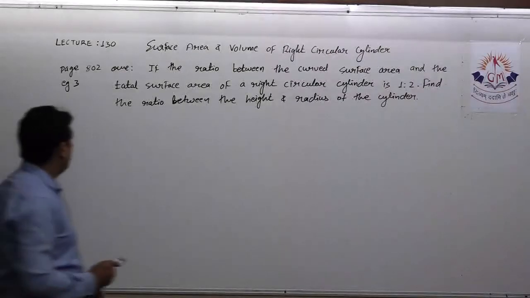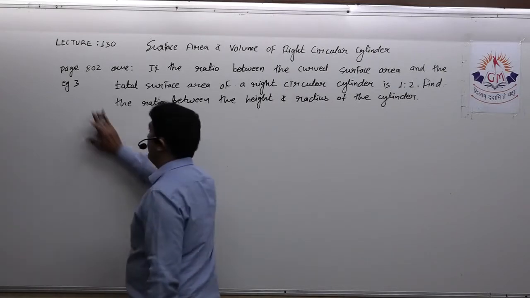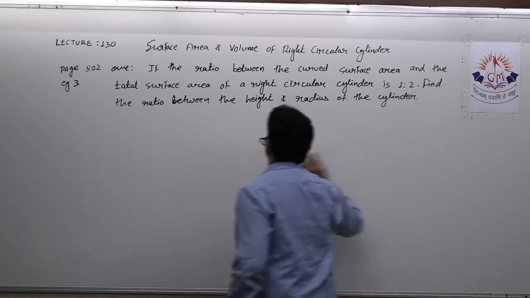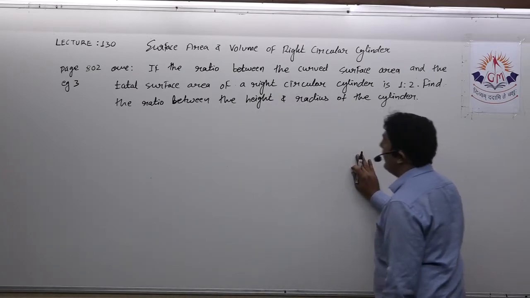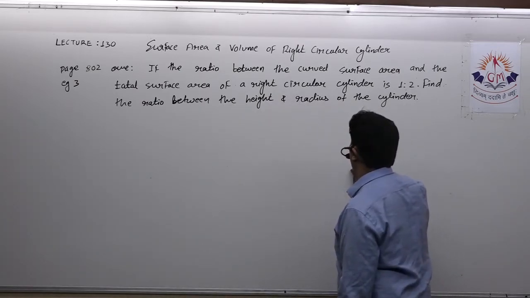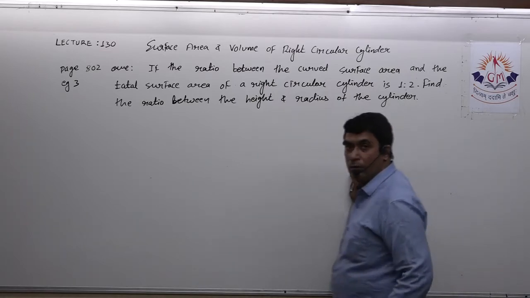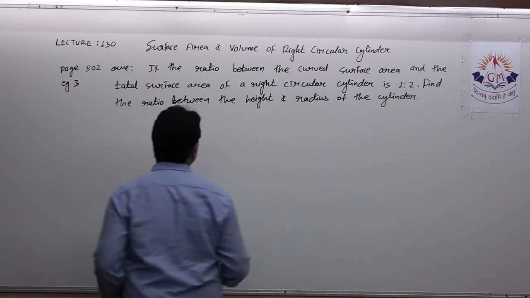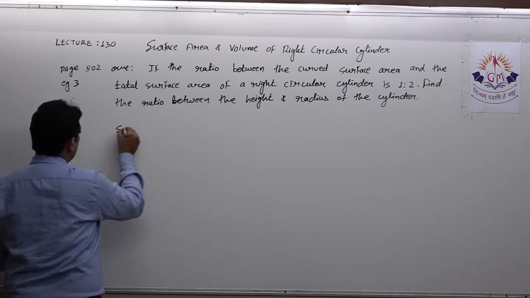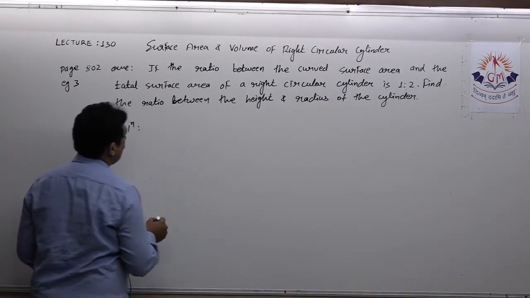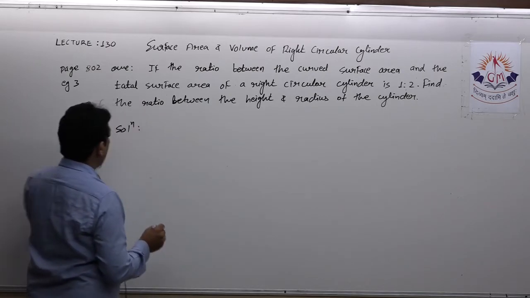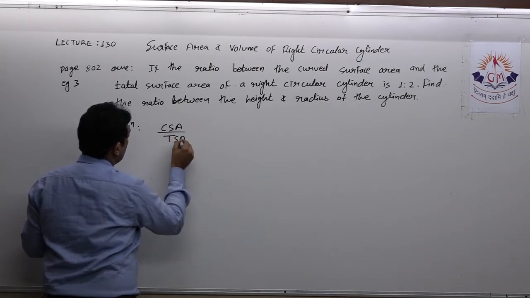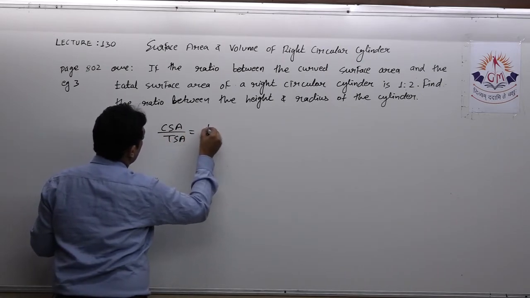Okay, so this is the next question taken from page 802, example 3. If the ratio between the curved surface area and the total surface area of a right circular cylinder is 1 is to 2, you have to find the ratio between the height and the radius of the cylinder. So what we have given, ratio of CSA and TSA. So I can write CSA upon TSA is equal to 1 upon 2.